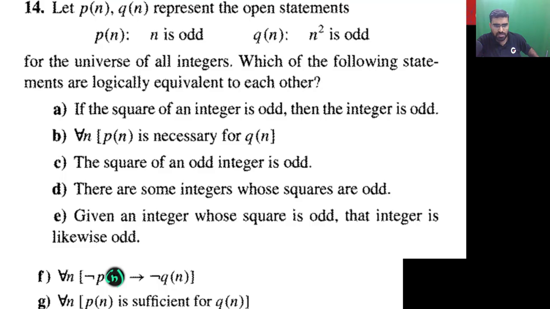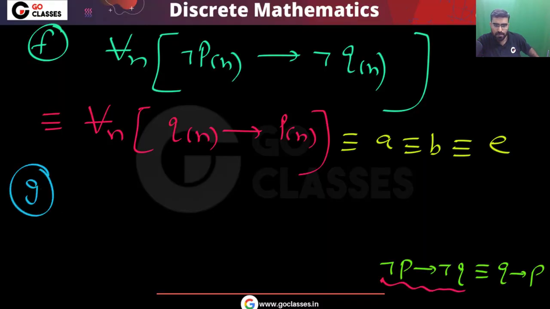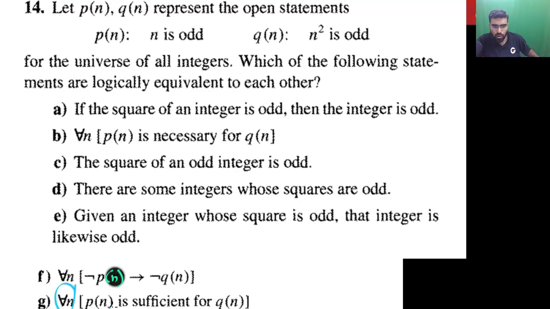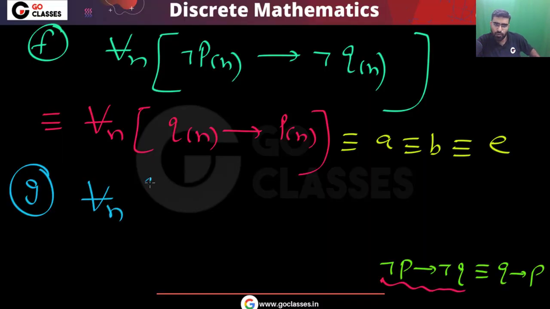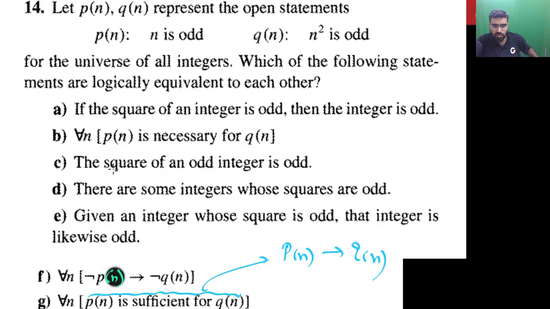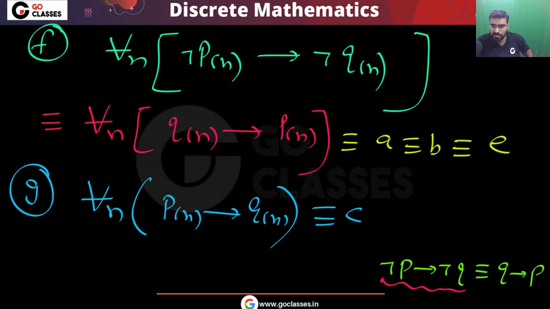What is the next option? That is statement G. Statement G says for all n, p(n) is sufficient for q(n). What does that mean? That means p(n) implies q(n). So option G says that for all n, p(n) implies q(n), and that is equivalent to option C.